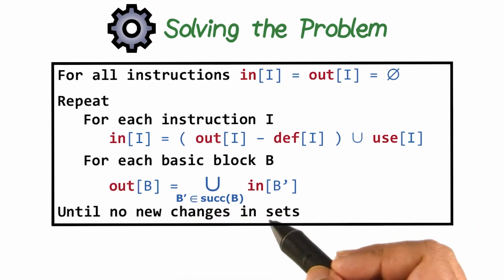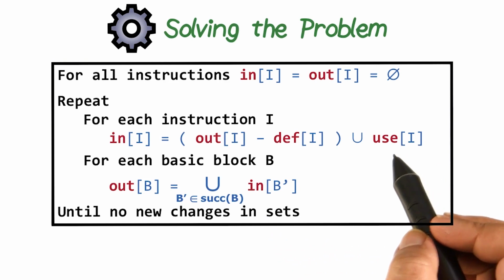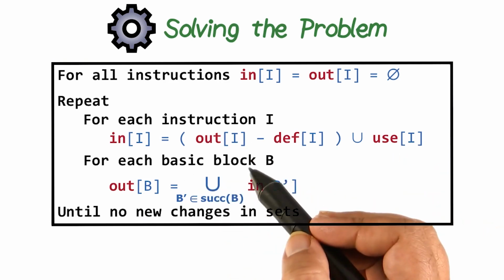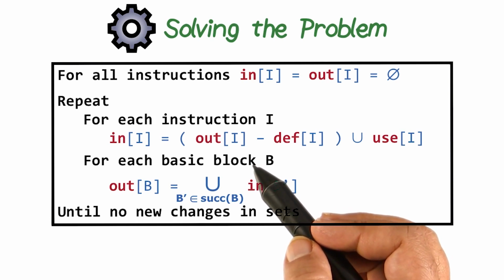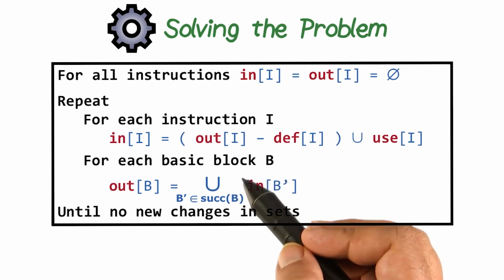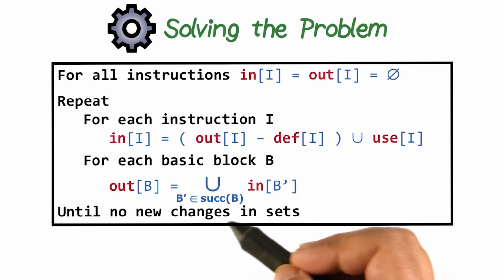Remember that the convergence is guaranteed here because these sets are only growing monotonically, and at a certain point, if all the values happen to be live everywhere, then the sets stop growing, and therefore the termination of the algorithm is guaranteed because there will be no change in any of the sets.